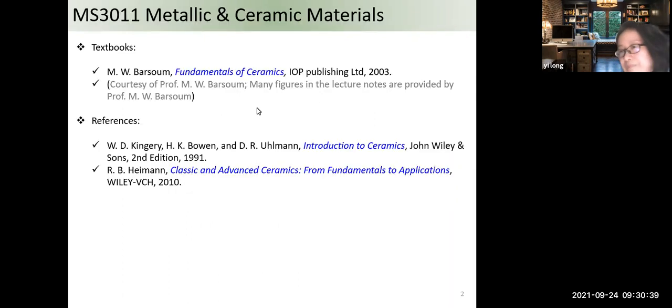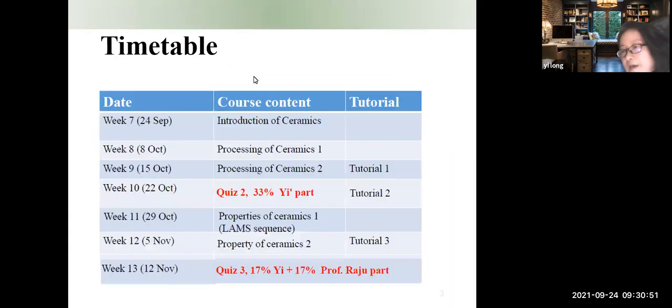I'm teaching the ceramic part for MS3011. The textbook should be the same as Prof. Raju's, so it's a different one. It's Fundamentals of Ceramics, and I get most of the contents from this book. And this is the timetable. This is the first week, introduction of ceramics.